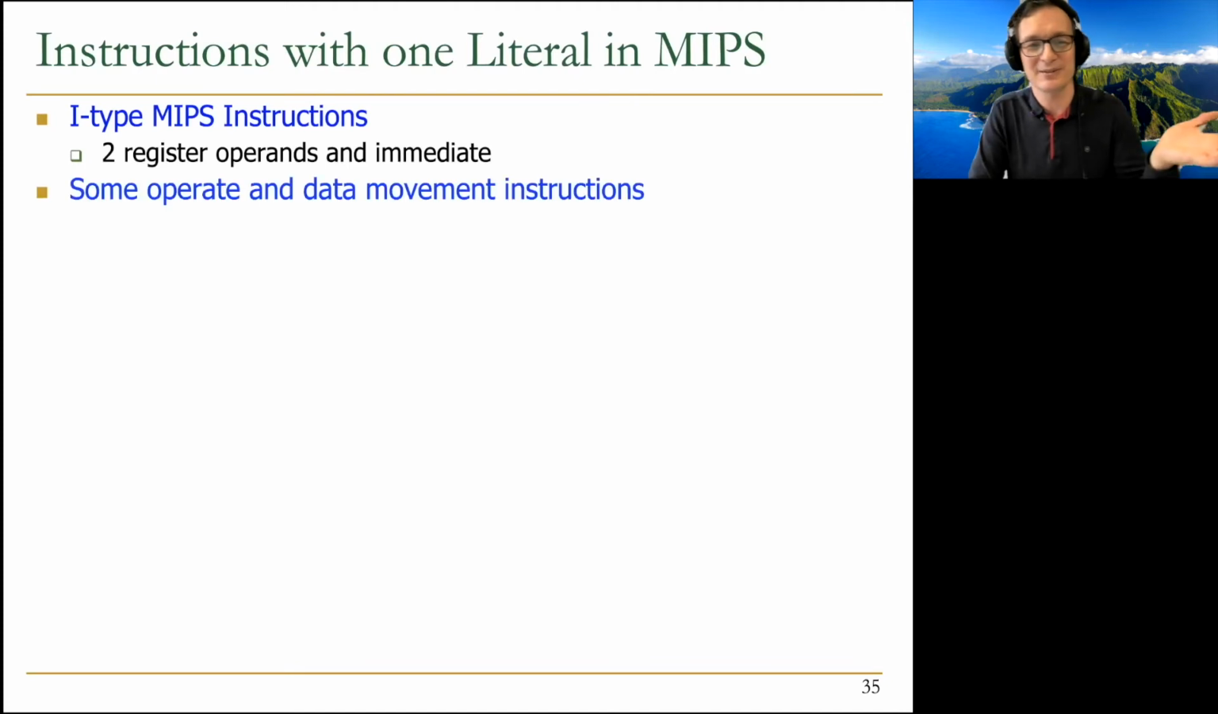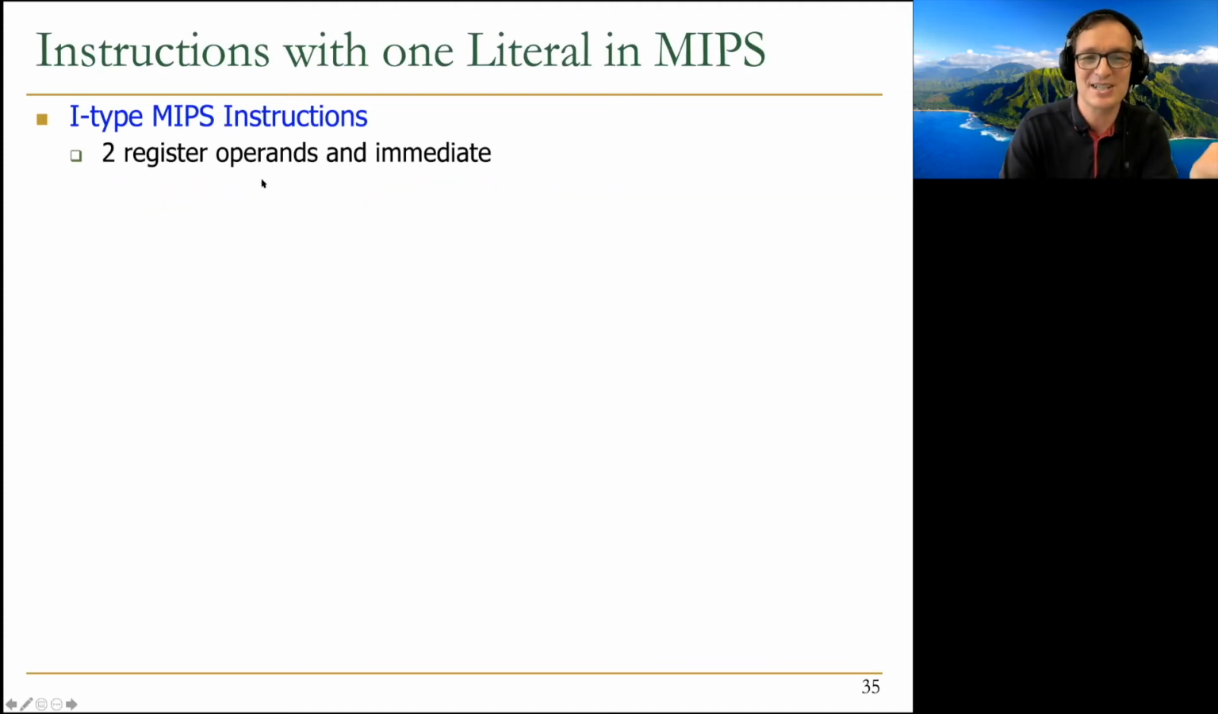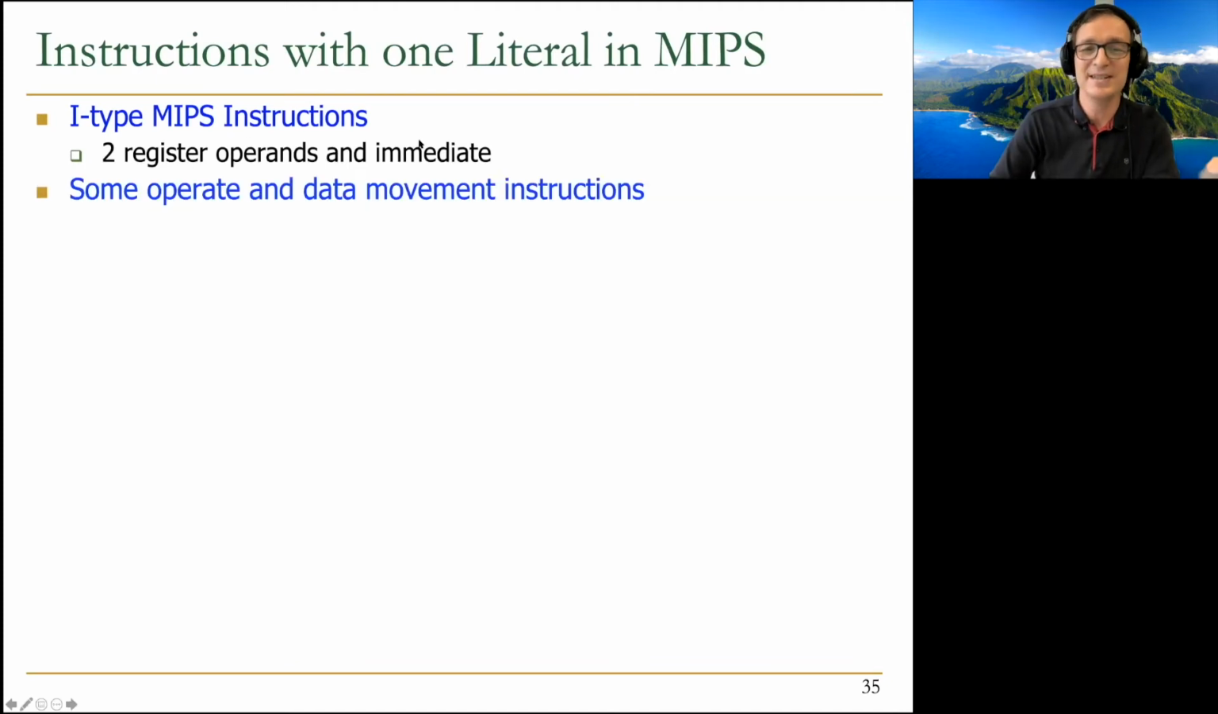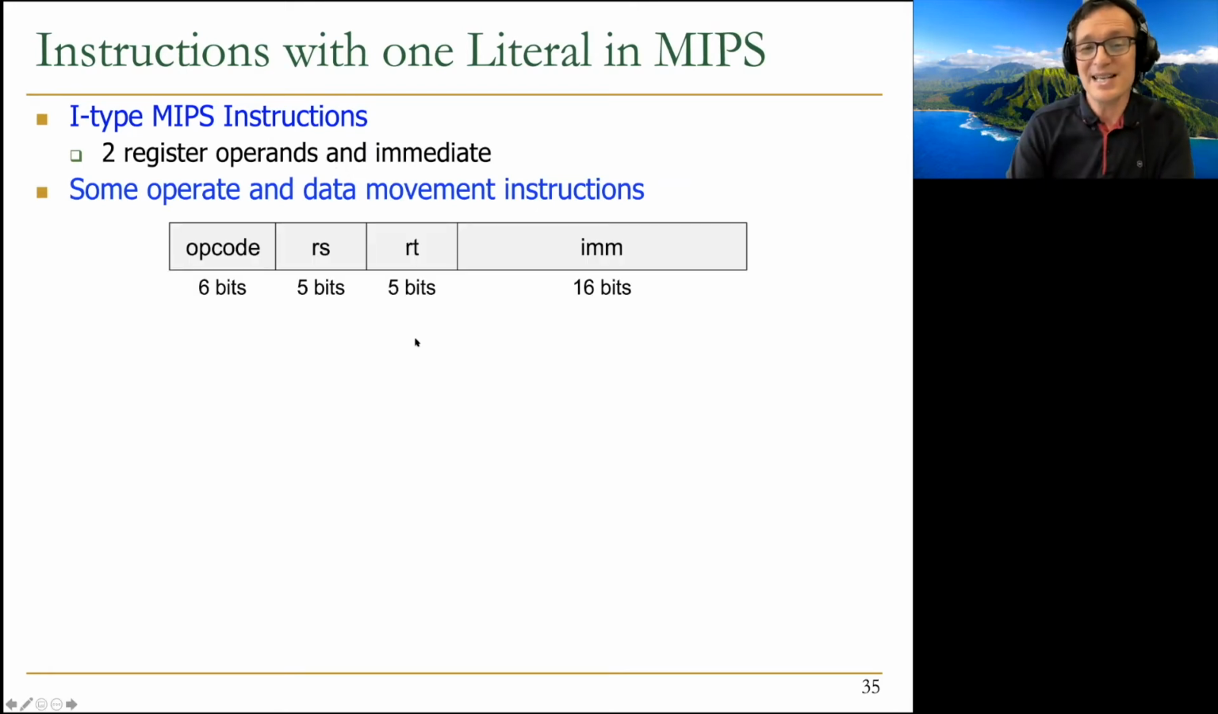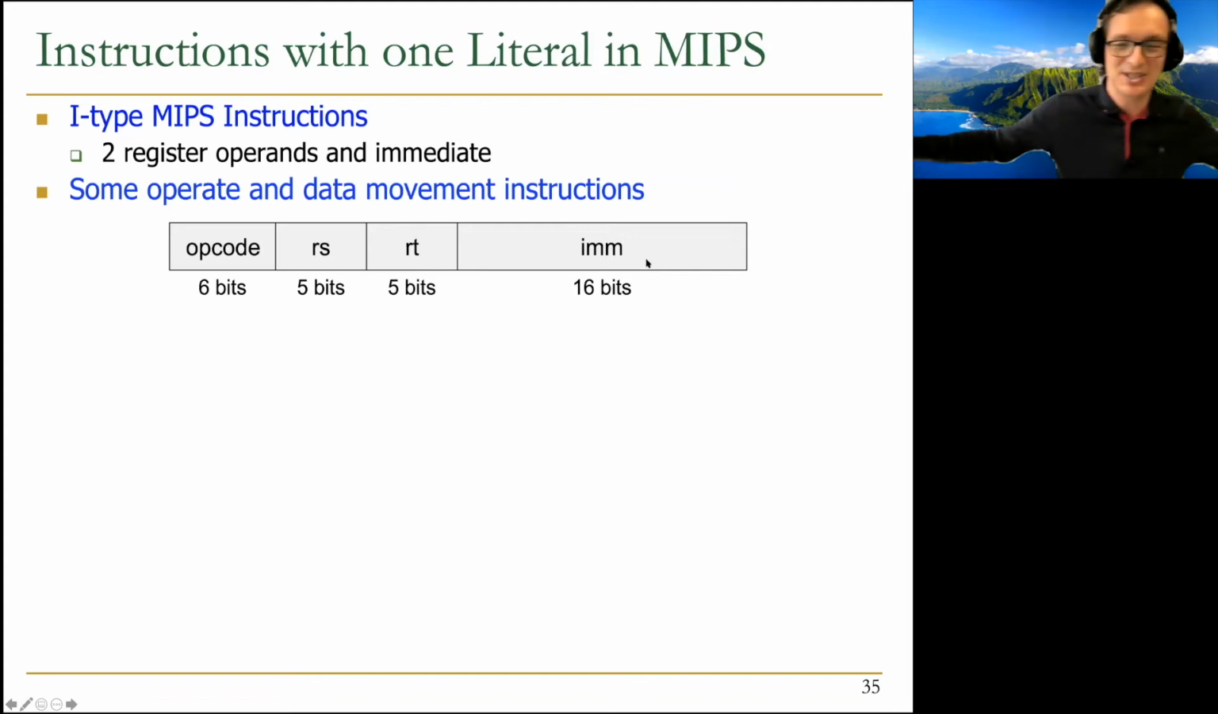Okay, so in MIPS, it's very similar. I'm going to go through this relatively quickly. Basically, you have I-type MIPS instructions. You have 2 register operands and an immediate. And some data movement instructions also have this. Essentially, it looks like this. In a sense, it's very similar, right? So you have the opcode, and you have a 16-bit immediate. It's a bigger immediate because your instruction format is bigger, right?